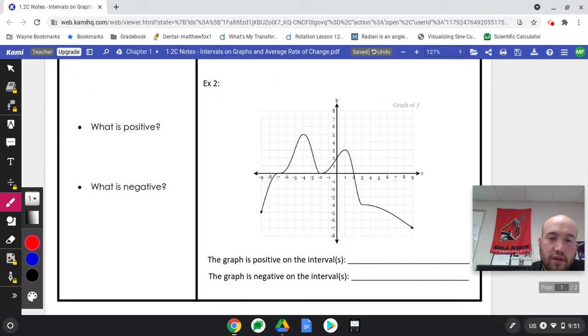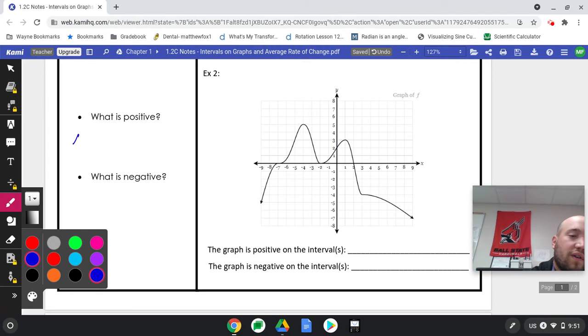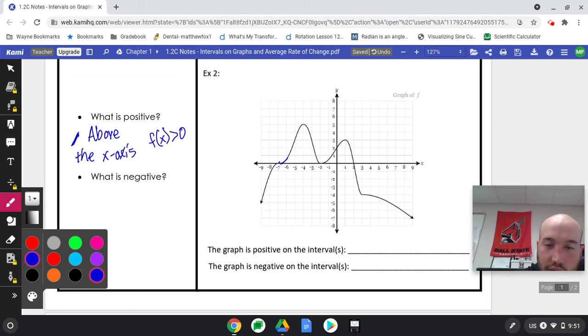Now if we look to the next thing, we're talking about positive versus negative. If we think about positive, that just means where is your f of x value above 0? So above the x-axis for f of x. So where does it result in above the x-axis, if f of x is greater than 0? So from -7 here, it stays above all the way until 2 there.